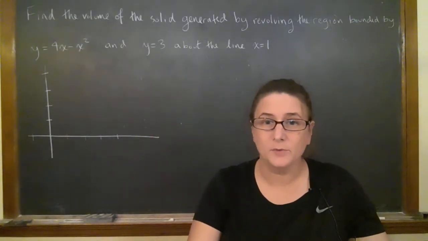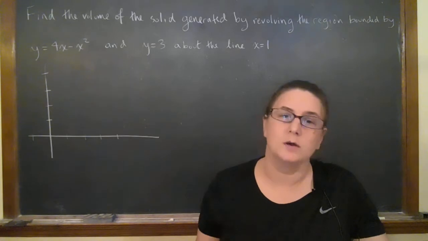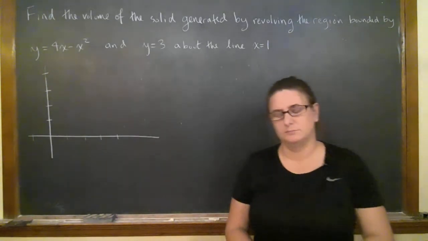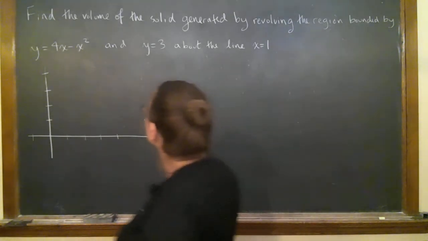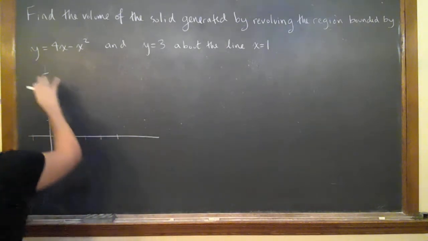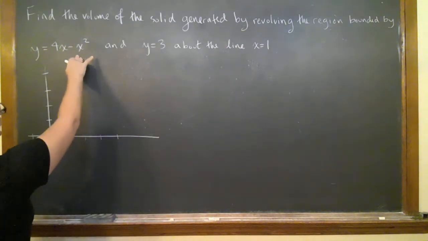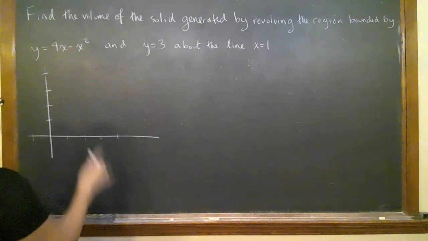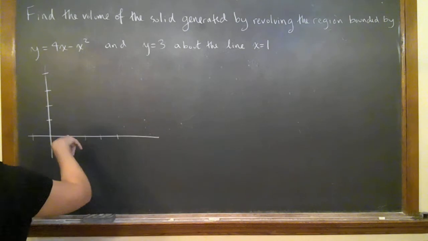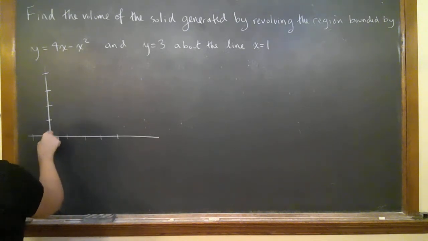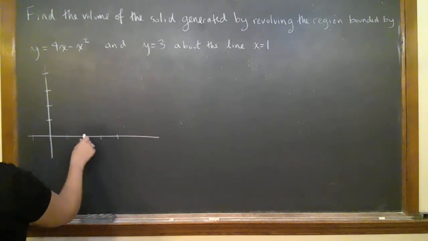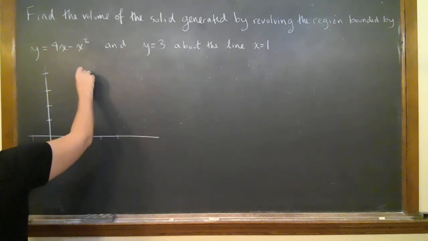All right, now I'm going to use shells with one where we're rotating around a line that's not the axis. Here, we're supposed to find the volume of the solid generated by this upside down parabola and y equals 3. So if I draw this, you can figure it out pretty easily. It goes through 0 and 4. And so then the top is at 2, right?